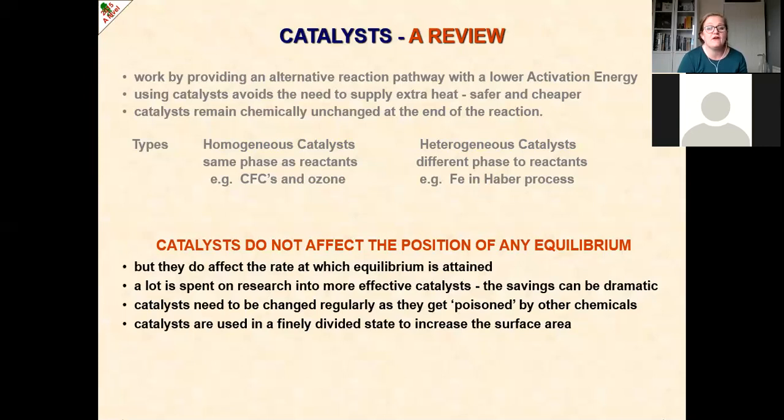And catalysts are used in a finely divided state to increase the surface area. Like we said right back at the beginning, a large surface area increases the rate of reaction. The smaller your catalysts are, the faster they're going to work because we've got more surface area, we've got more collisions happening. More chemicals are going to be in contact with those catalysts.